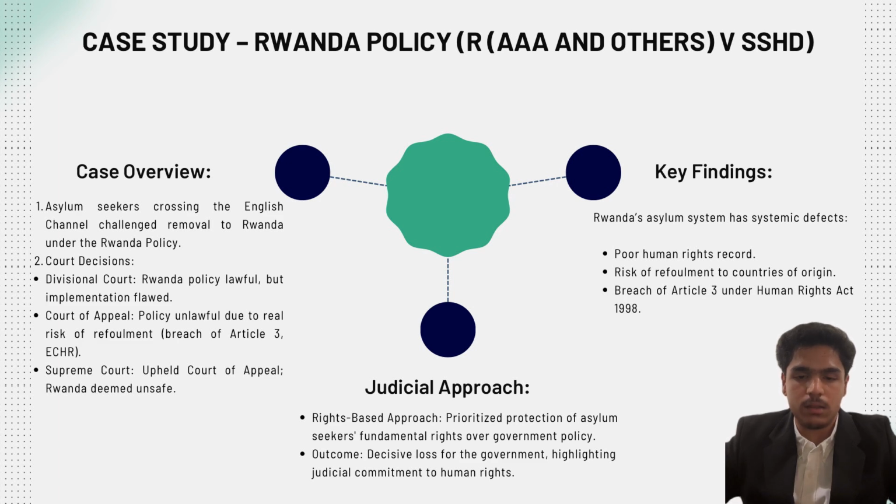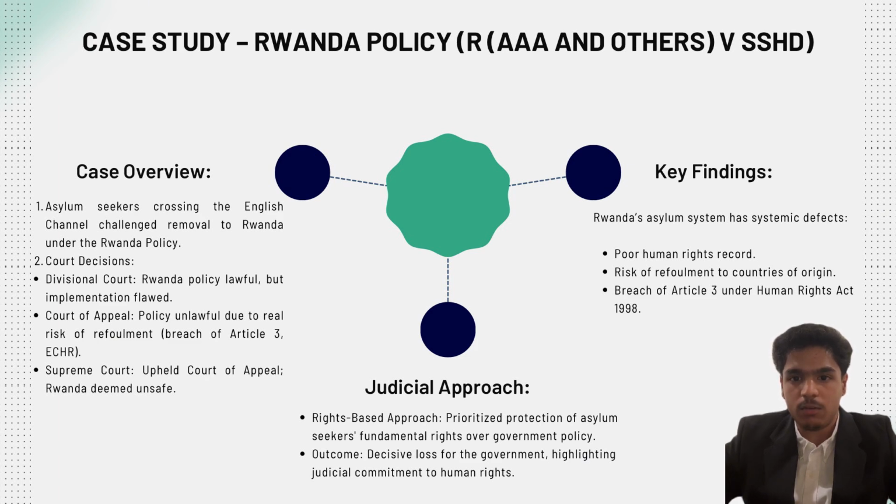Removing a refugee who faces the risk of refoulement would be a breach of Article 3 of the ECHR, and judges are bound by Section 6 of the Human Rights Act 1998 to ensure that Article 3 is not breached. This may be observed in the case of RAAA and others against Secretary of State for the Home Department. In this case, the application arises out of claims brought by individual asylum seekers who travel across the English Channel in small boats. The Home Secretary declared the asylum seekers' claims to be inadmissible and they should be removed to Rwanda. This decision was made in accordance with the Migration and Economic Development Partnership between the UK and Rwanda.